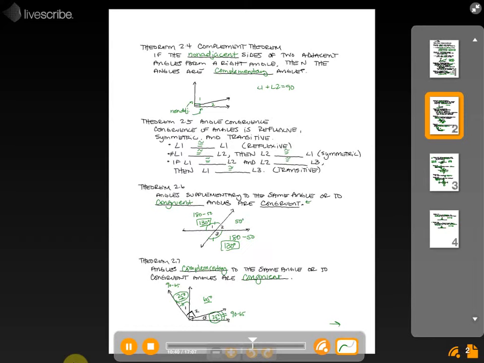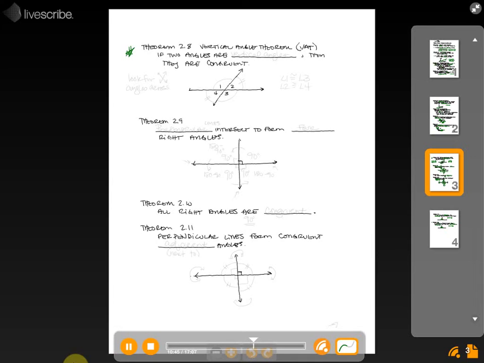Alright, let's go on. A couple more theorems here. Theorem 2.8. This one is important. You will use this a lot. Okay, so I'd put a star by it. It is the vertical angle theorem, and it's something we've already talked about. Now, you could abbreviate that VAT. Usually we call it the vertical angle theorem or VAT. We won't give me Theorem 2.8 because it's got a specific name here, the vertical angle theorem.